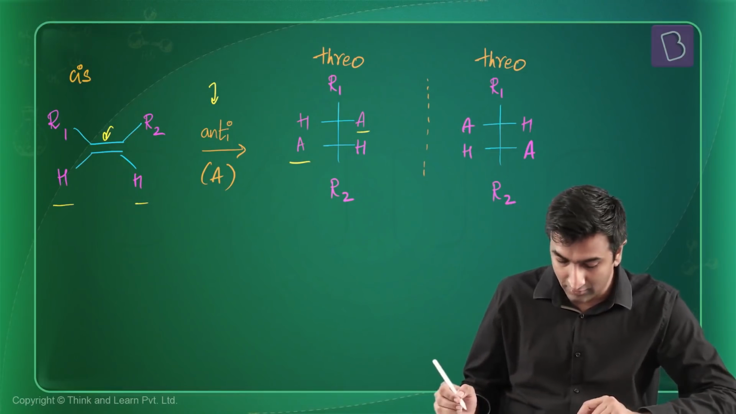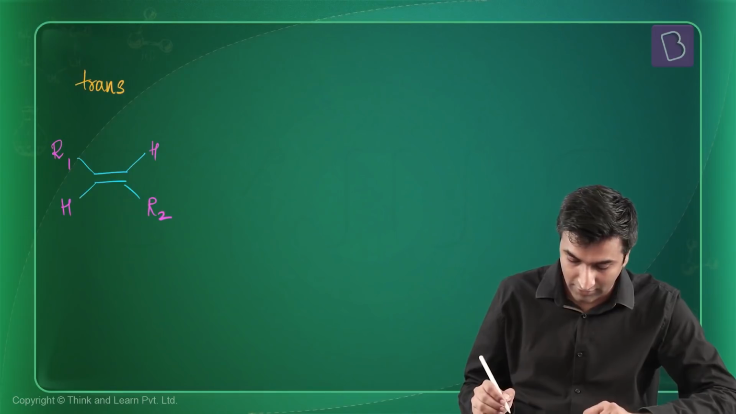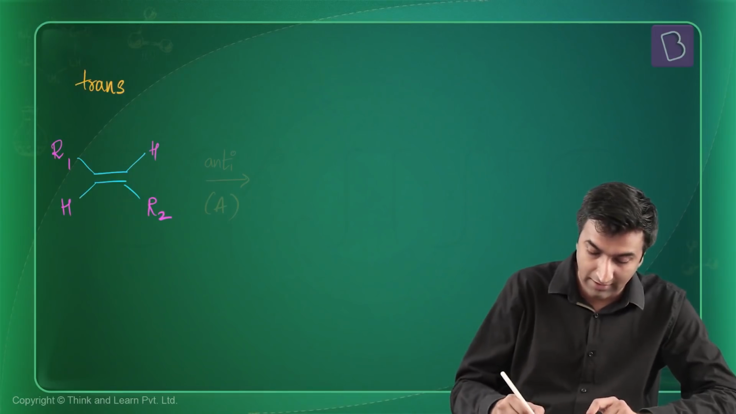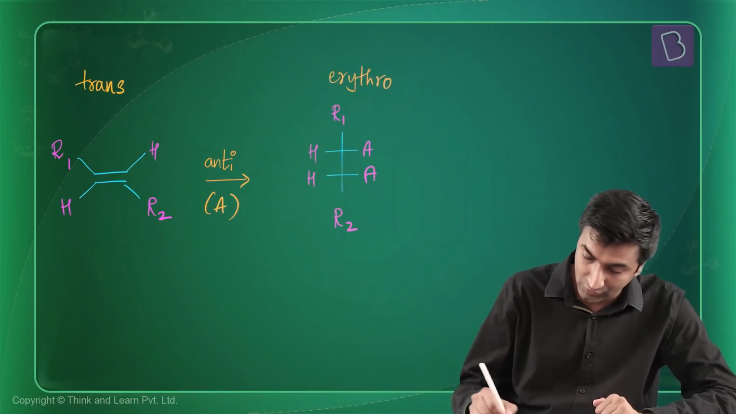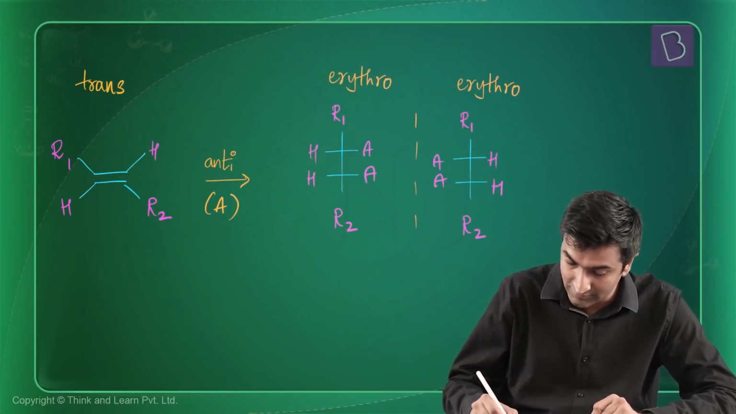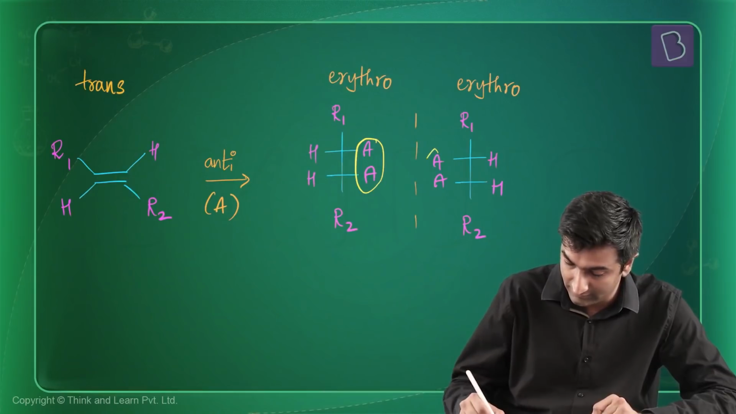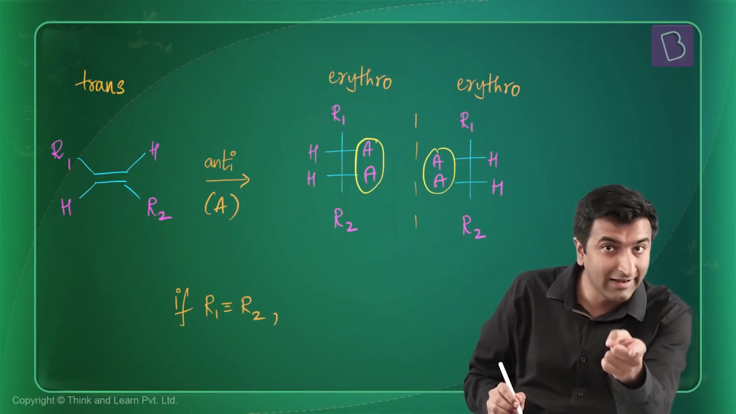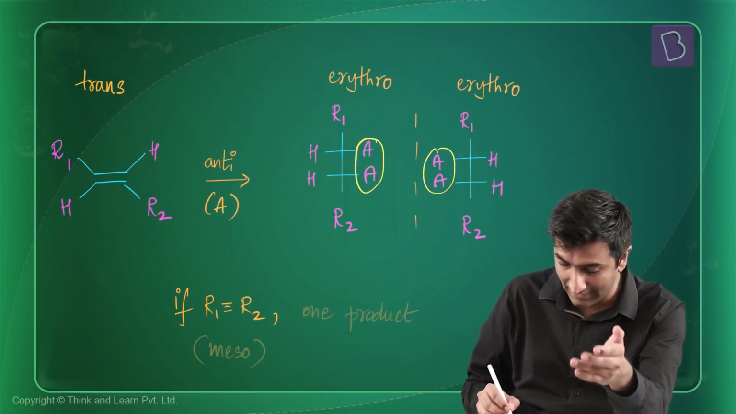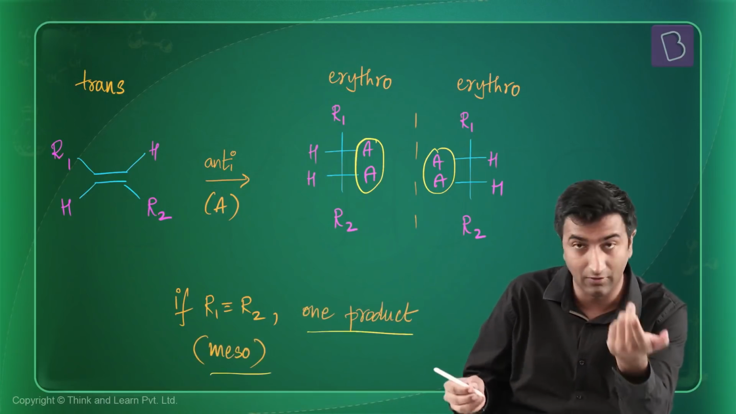Now, what happens if you have a trans isomer? If you have a trans isomer and anti-addition happens, you get erythro products. These are the two erythro products that you get over here. These are the mirror image. Remember, erythro is same side and this is the same side. If R1 is equal to R2, which is happening in our case, both of them being CH3 groups, then you just get one product, and that's the meso product. How's that?